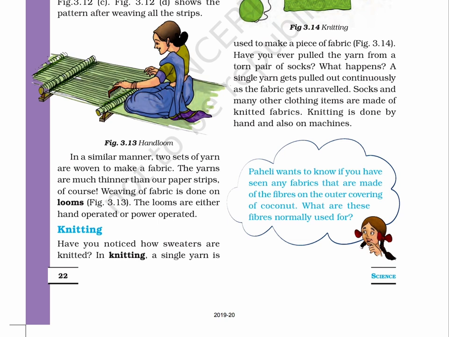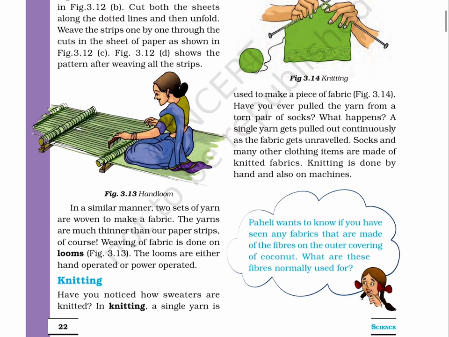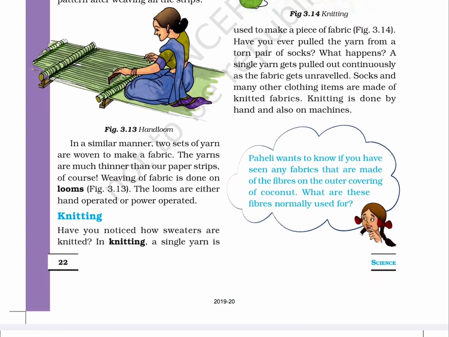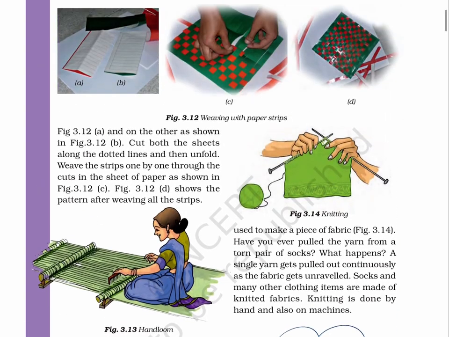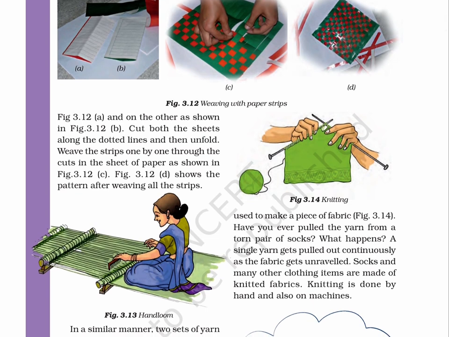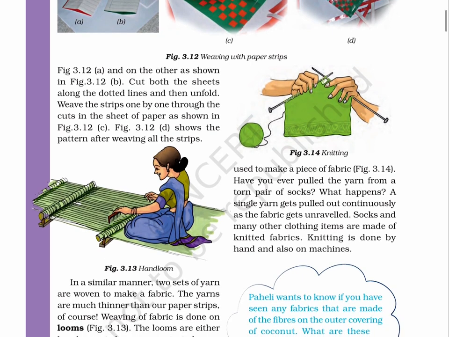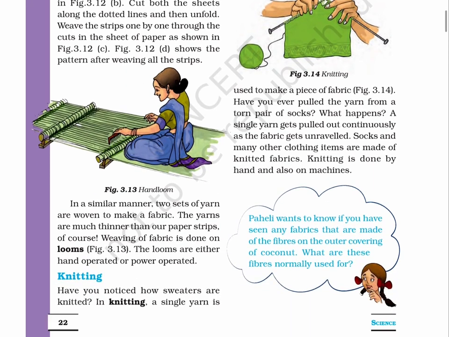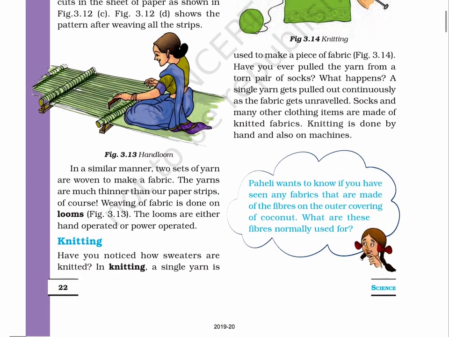3.13 shows hand loom. Knitting. Have you noticed how sweaters are knitted? In knitting, a single yarn is used to make a piece of fabric, as shown in figure 3.14. Have you ever pulled the yarn from a torn pair of socks? What happens? A single yarn gets pulled out continuously as the fabric gets unraveled. Socks and many other clothing items are made of knitted fabrics. Knitting is done by hand and also on machines.